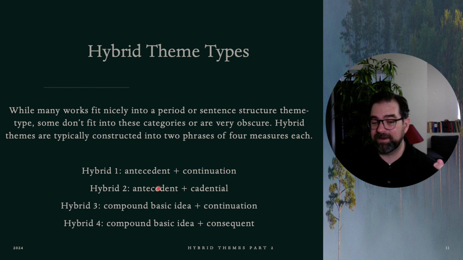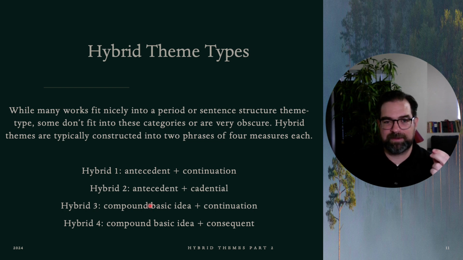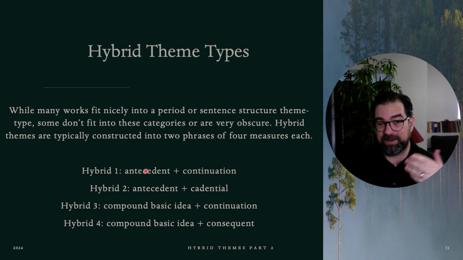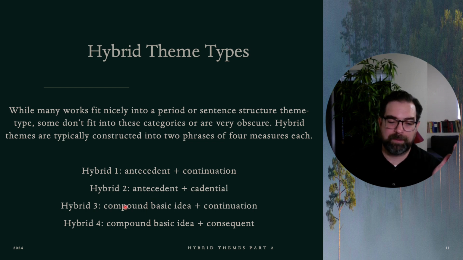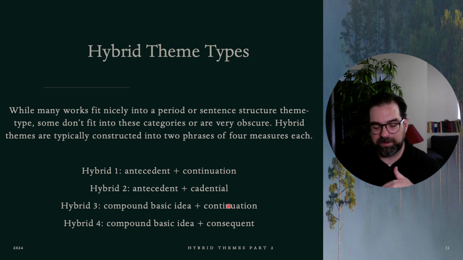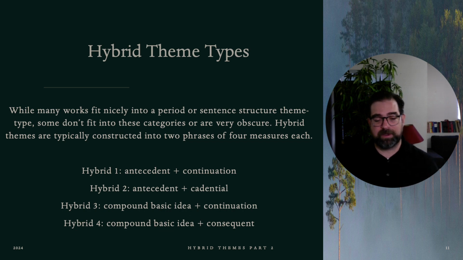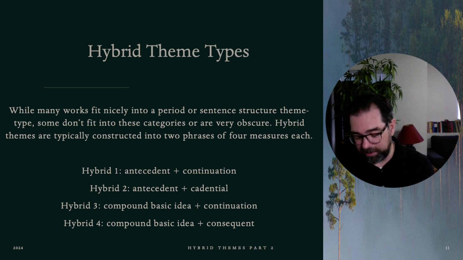Hybrid 3, compound basic idea. Looks like an antecedent, but a compound basic idea has no cadence. That's what makes it a compound basic idea. And I don't like that term because it kind of makes it seem like you have 2 basic ideas. And in fact, what you have is a basic idea and a contrasting idea. But what makes it somewhat compound, I guess, is that it doesn't go to a cadence and then it has to go on to the next part. So hybrid 3 includes a continuation. Hybrid 4, compound basic idea plus consequent. Okay, so now for the really cool part.